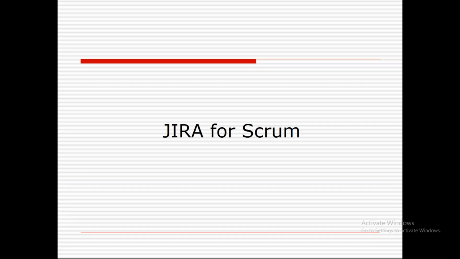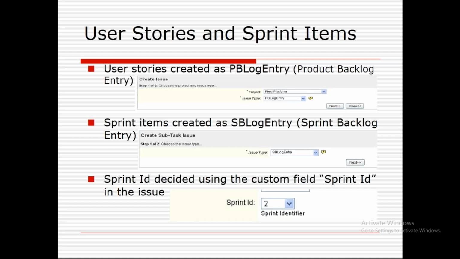Right. So Jira for Scrum methodology. The most widely used tool for the Scrum methodology projects is Jira for the project management activities. So user stories are created as PV log, which is nothing but product backlog. So under the project, under the issue type, you enter and create the product backlog. The sprint items are created as SP log entry, sprint backlog entry.